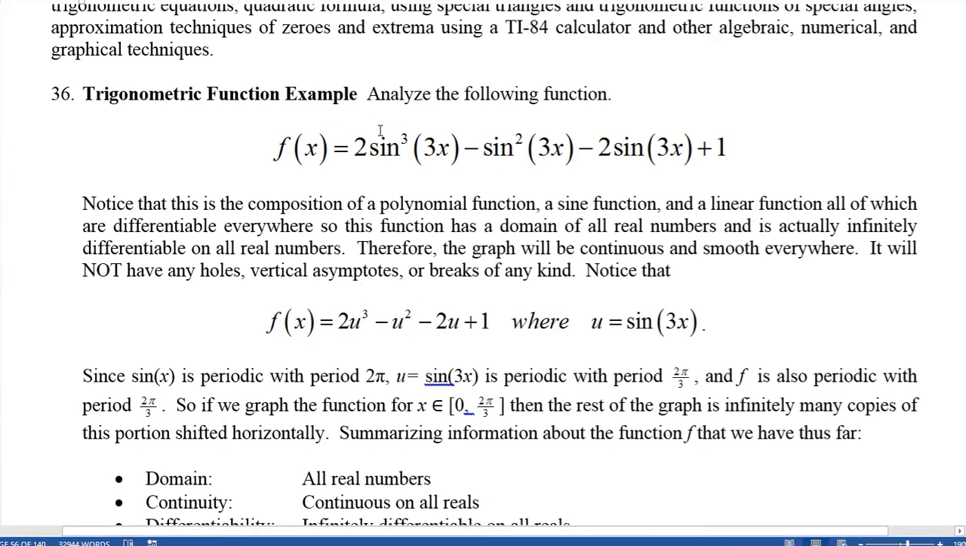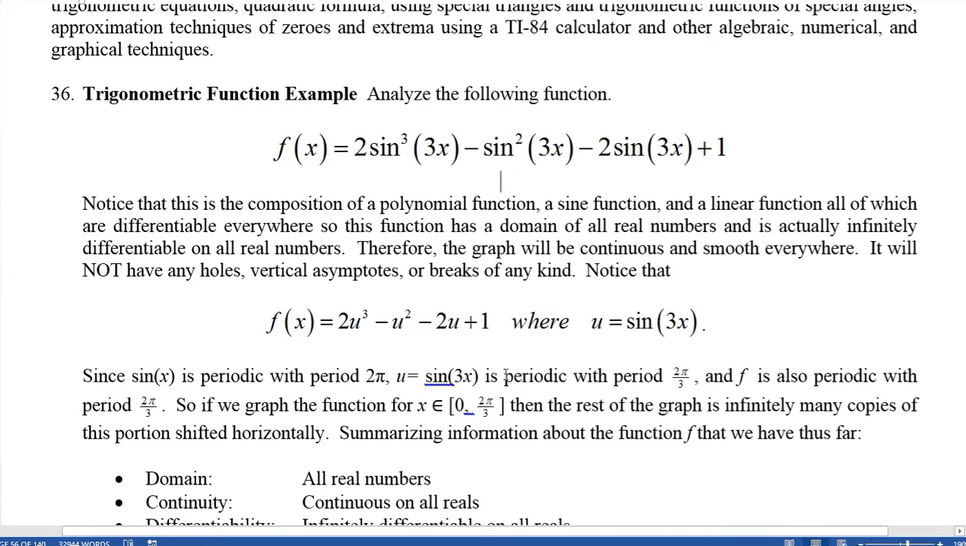Notice if we do a substitution where u is sine of 3x, this becomes 2u cubed minus u squared minus 2u plus 1. So there's your polynomial function I was just talking about. Now notice that sine of x is periodic with period 2 pi, and u equals sine of 3x is periodic with the period of 2 pi divided by this coefficient 3, so 2 pi over 3.